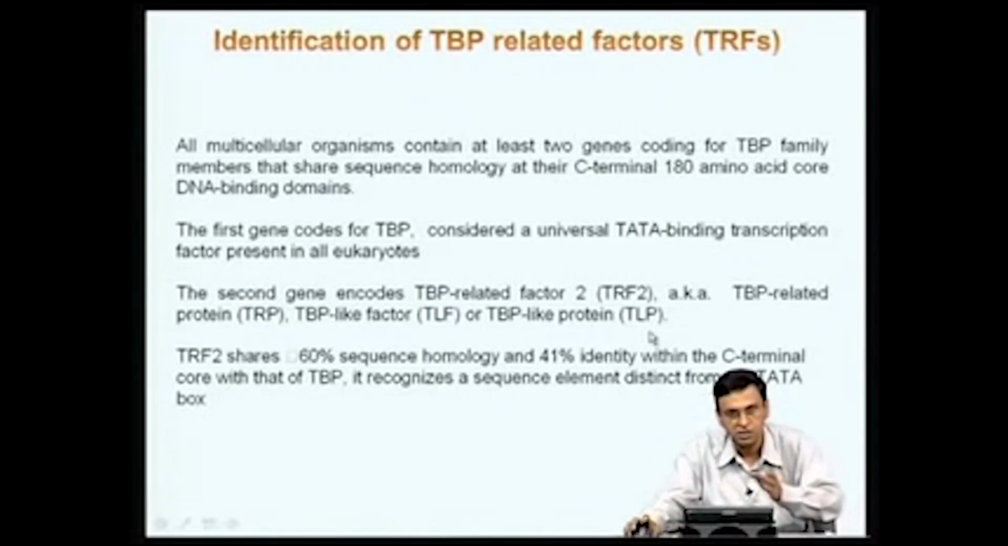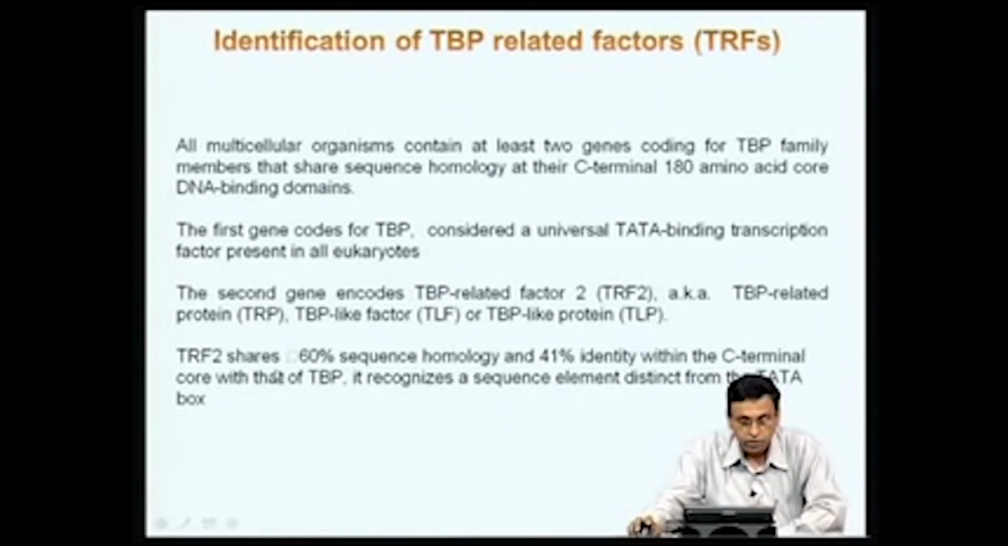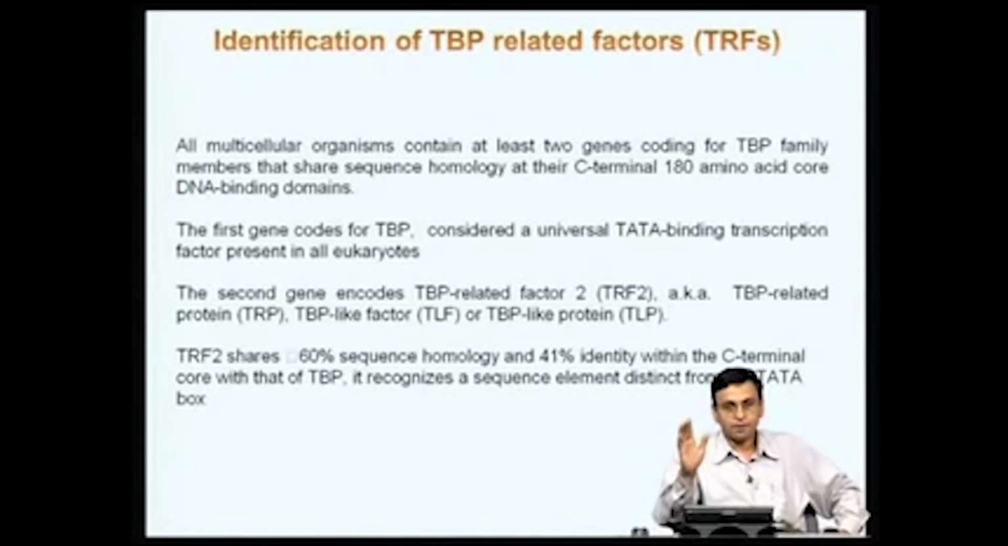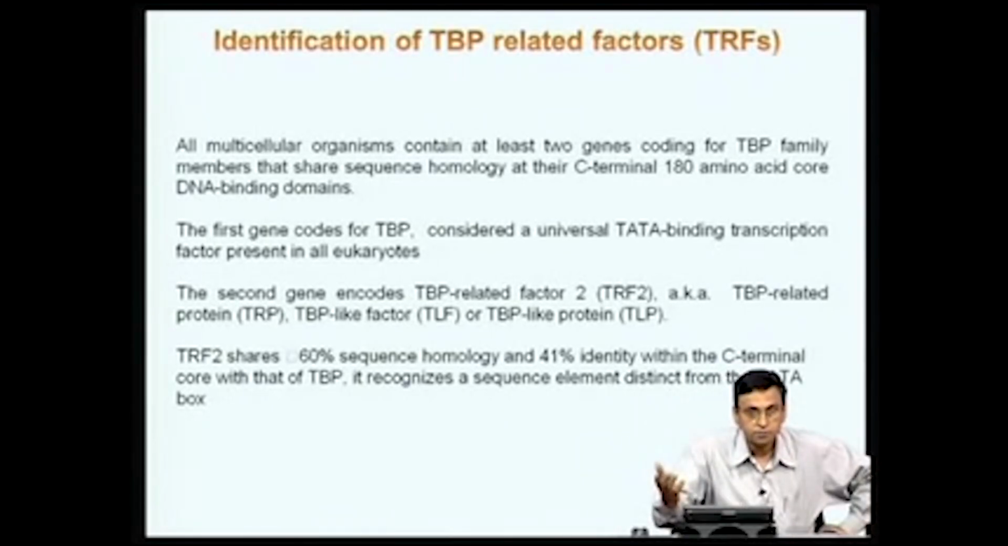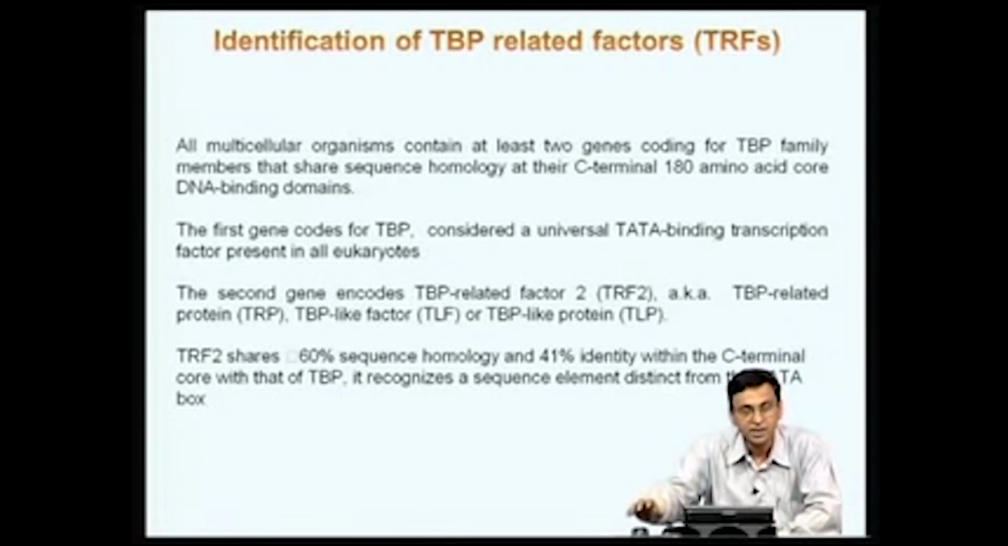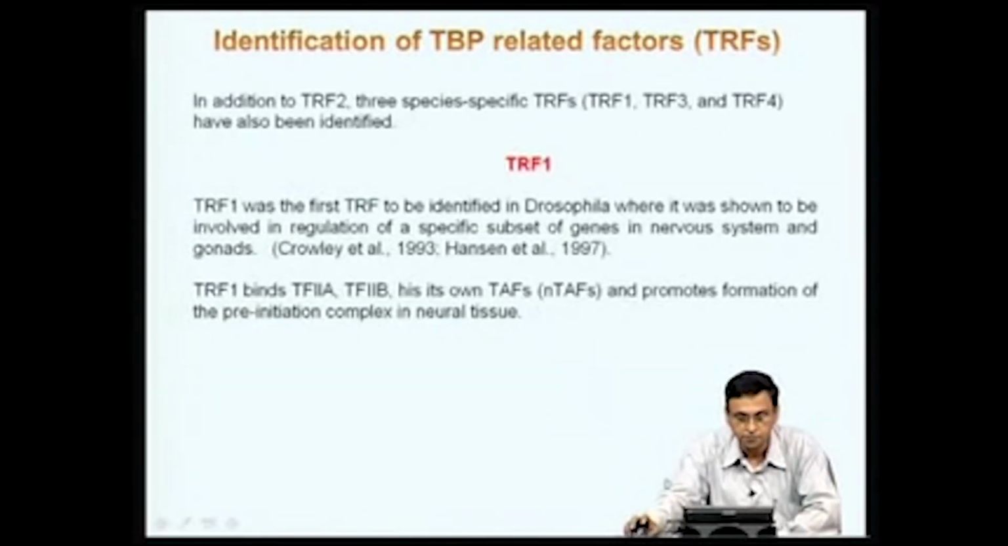These are all various nomenclatures for the same protein, and this TRF2 actually shares about 60% sequence homology and 41% identity in the C-terminal domain of TBP. But very importantly, this TRF2, or the TBP related factor, actually recognizes a sequence which is quite different from the Tata sequence. So you can see a variant of TBP itself can contribute to differential gene regulation because it recognizes a sequence that is quite different from the Tata box. Although it has sequence identity with TBP, functionally it actually recognizes a slightly different sequence than the Tata sequence.